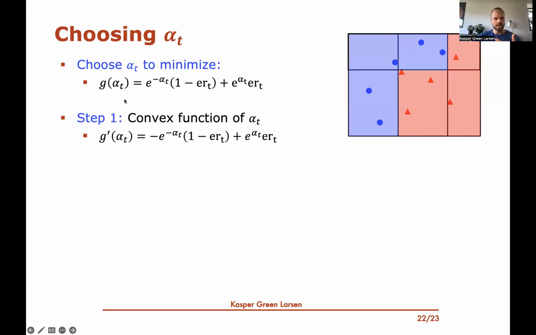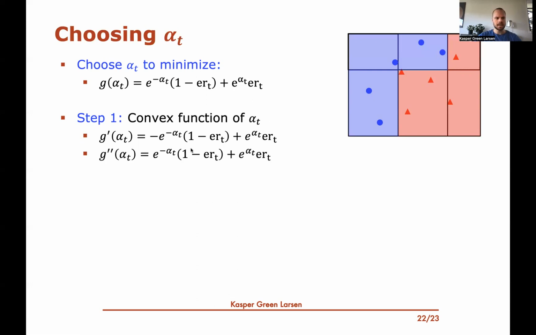So we first compute the derivative. Using the chain rule, the inner function here is minus alpha t, and the outer function is e to the x. The derivative of e to the x is just e to the x, so we still have an e to the minus alpha t here, and we have to multiply with the derivative of the inner function, which is just minus 1. So we get minus e to the minus alpha t. The 1 minus error t is a constant. Over here, the derivative is just the function itself, e to the alpha t. Okay, so that's the derivative.